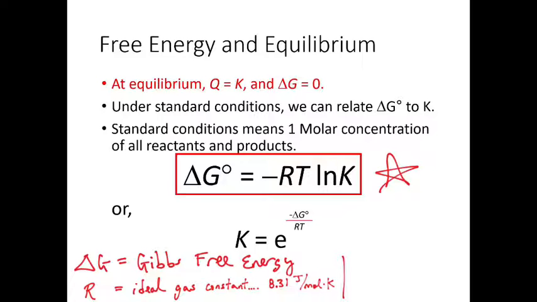All right, T is your Kelvin temperature. Most of the time you'll use 298 because that's standard temperature. Ln means natural log, so you have to use the natural log button on your calculator again. And then finally K, that's your equilibrium constant.